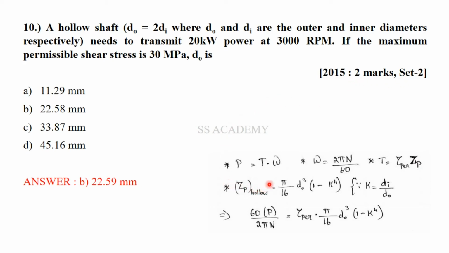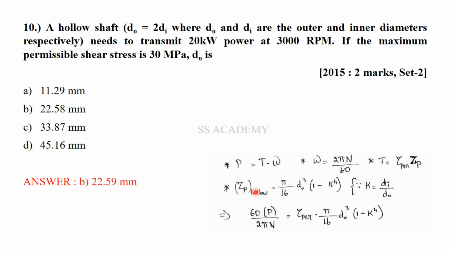We know that power is equal to torque into omega. Omega is angular velocity, which is given as 2 pi n by 60, where n refers to the RPM. We know that T is equal to tau per into ZP, which we have discussed earlier, and this remains the same in all cases of torsion of shafts, that is, pure torsion of circular shafts. Tau per, sometimes tau max. Here it is the permissible maximum, so it may be tau per or tau max.